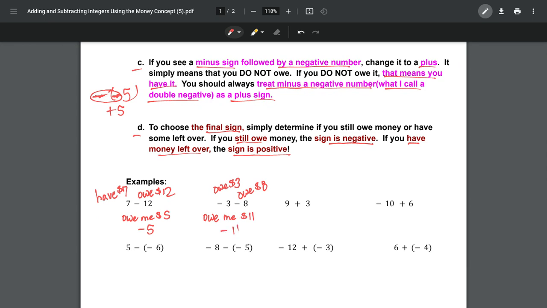It's negative 11. Why is it negative? Because you owe me. It's not yours. It's mine. So the answer to that is negative 11.